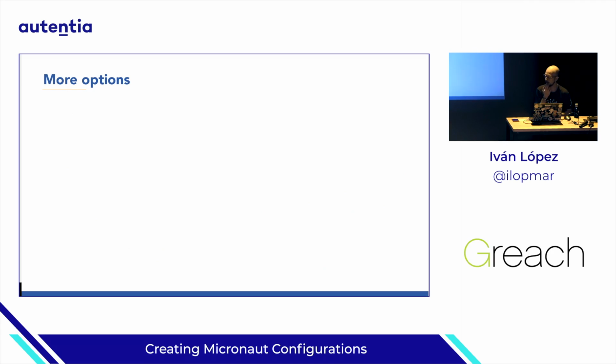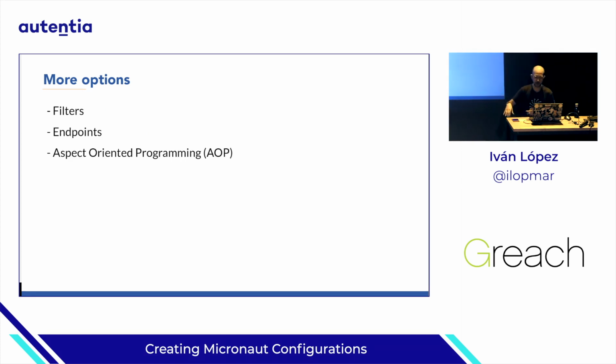So I showed you in something like 25 minutes, even more, the more important options or approaches that you have when creating these integrations, but there are even more things that you can do in a configuration. So you can create HTTP filters, you can expose endpoints, for example, in the Flyway library, we have an endpoint to expose to the users all the migrations available on the database. You can use aspect-oriented programming.